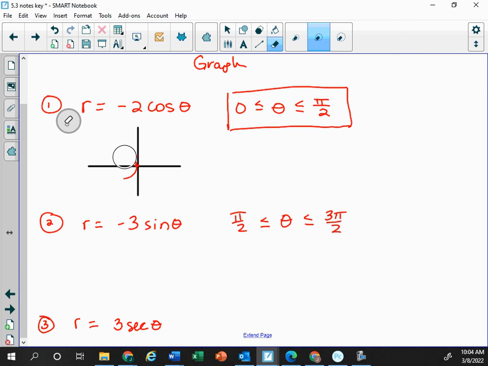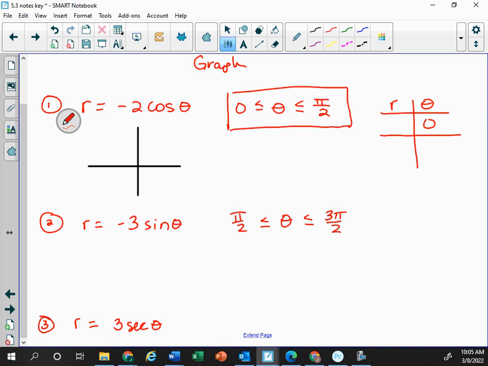So let me get rid of this one. If I were to make a little r theta chart, I could plug in thetas between 0 and pi over 2. Okay, so let's start with 0. What's the cosine of 0? 1 times -2, so we're here. So we've got that guy.